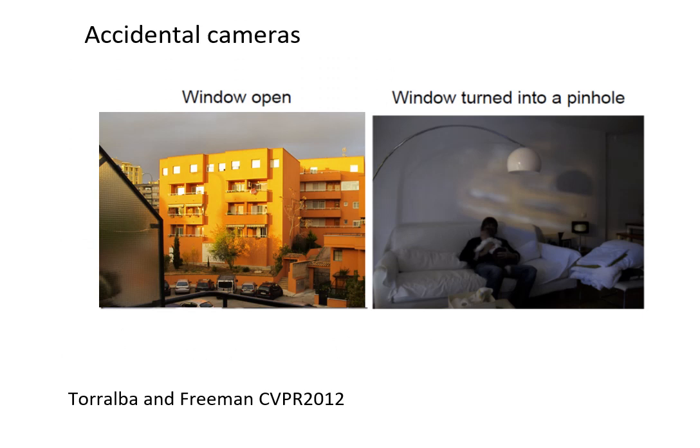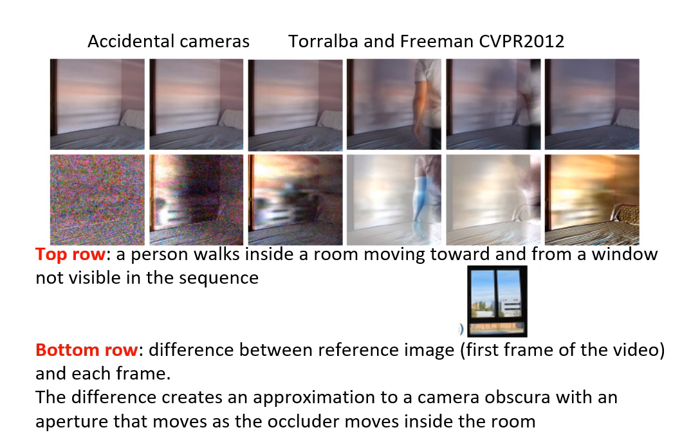There are interesting optical phenomena concerning image formation. For example, in Torralba and Freeman's paper at CVPR 2012, they described how to turn a window into a pinhole camera. This is obtained with a person walking inside a room and moving toward and away from a window, as we see in the top row of the sequence.